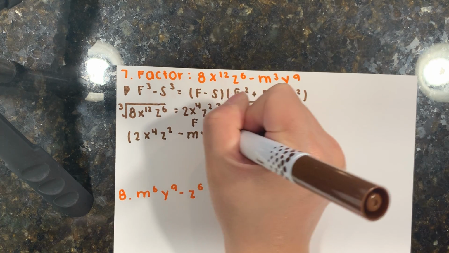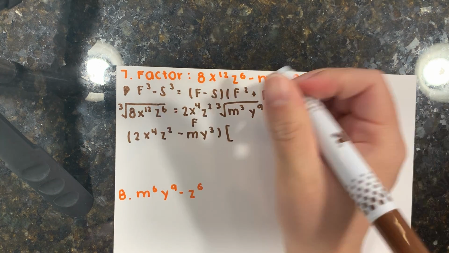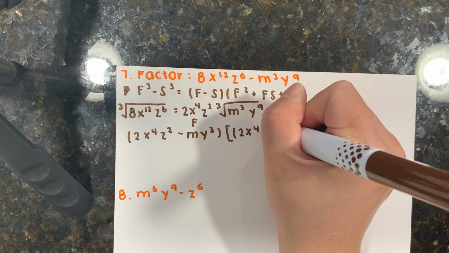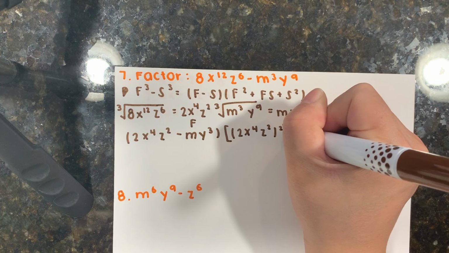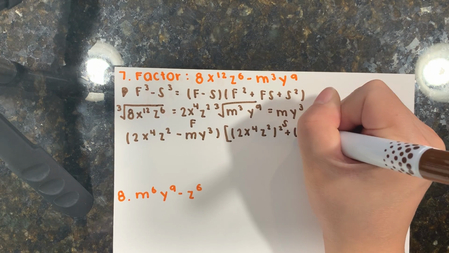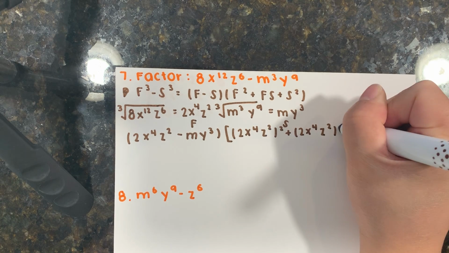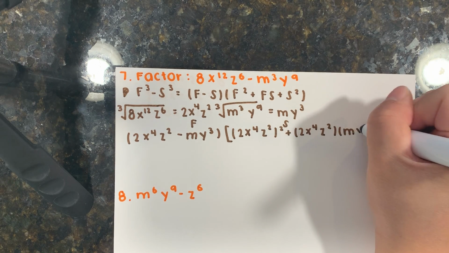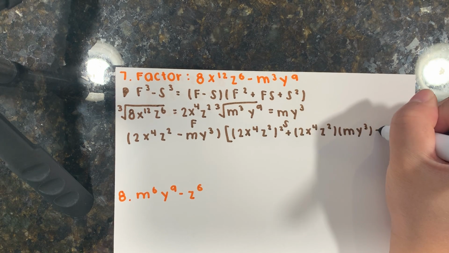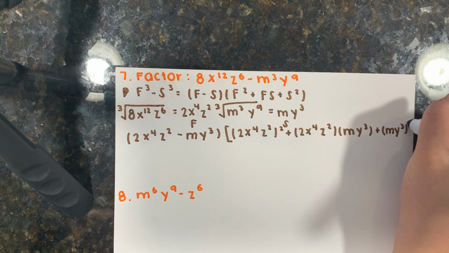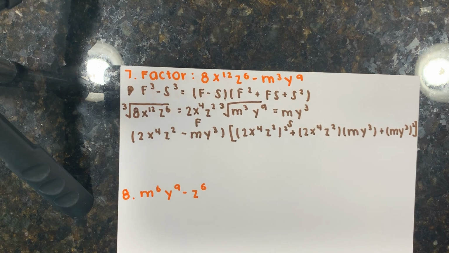my to the 3rd, times 2x to the 4th, z to the 2nd squared, plus 2x to the 4th, z to the 2nd, times my to the 3rd, plus my to the 3rd squared. Yikes, running out of room.